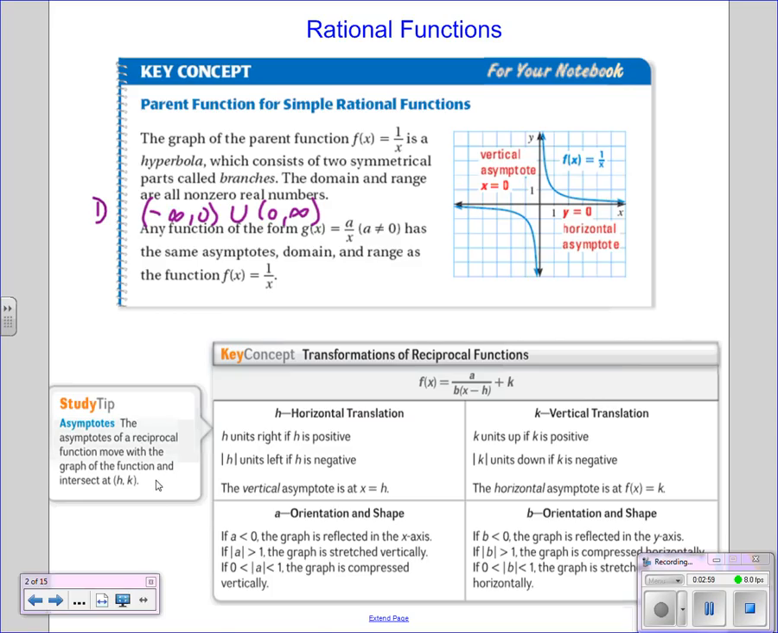And then another tidbit is this little study tip: when they transform, the reciprocal functions and the asymptotes move in the same manner as h and k, and h and k will be the intersection of the asymptotes, the vertical and the horizontal.